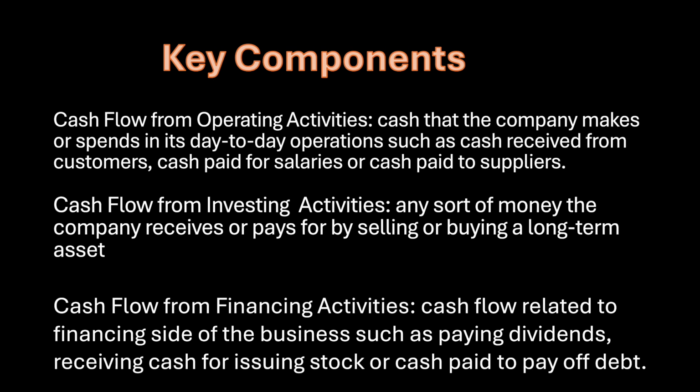Now, there are three components to the cash flow statement. Number one, we have the operating activities. That's the cash the company makes or spends in its day-to-day operations. Number two, we have investing activities. That's basically any sort of money the company receives or pays for by selling or buying a long-term asset. Thirdly, we have the financing activities. That's the cash flow related to the financing side of the business, such as paying dividends, receiving cash for issuing stock, or cash paid to pay off debt.